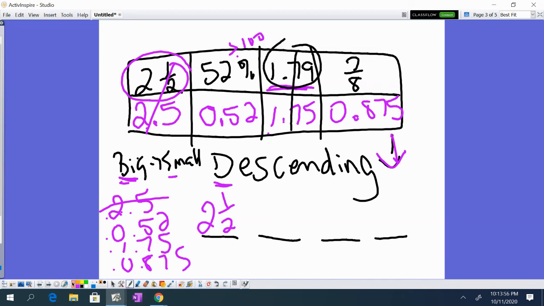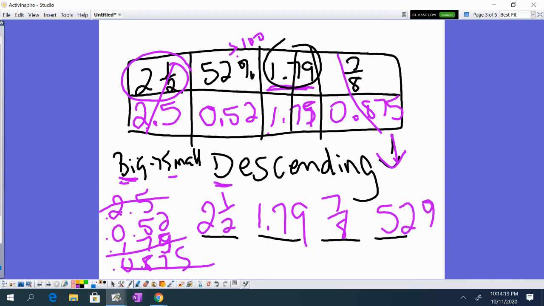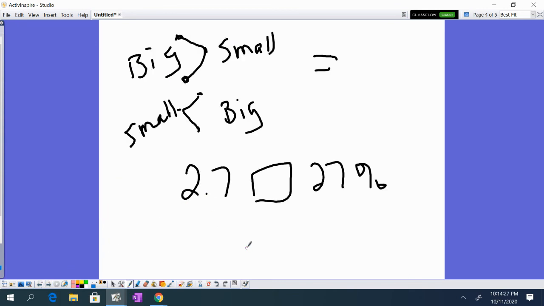I'll get my purple back. Okay, so 1.7, oops, I rewrote that wrong. It's 1.79. Somebody corrected me. Oh, because it's a recording. Okay, then I have a 5 and an 8. The 8's bigger. This was my fraction, which leaves 52%. Okay? All right. Remember your greater than, less than, or equal to. The 2 dots go on the big side.